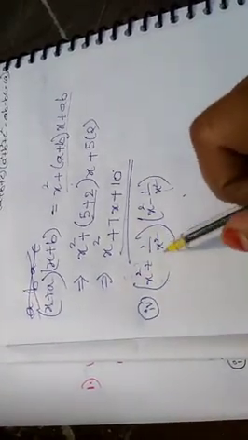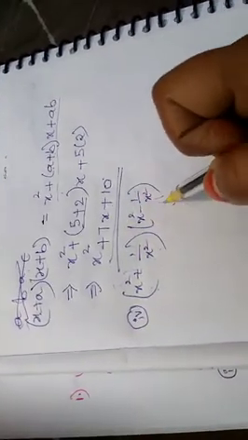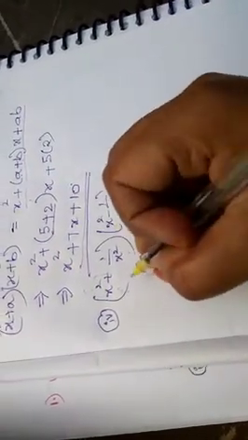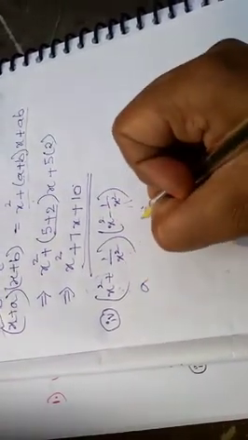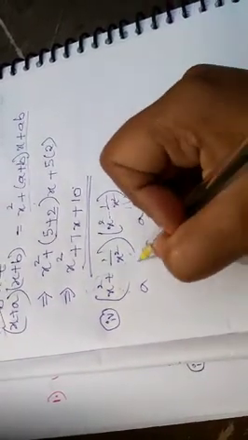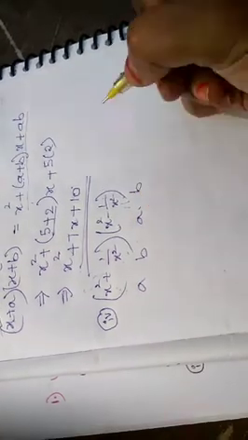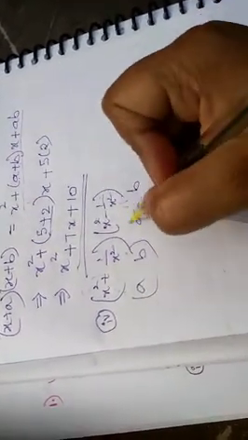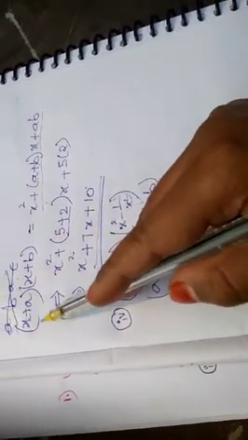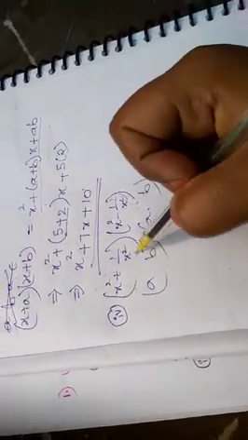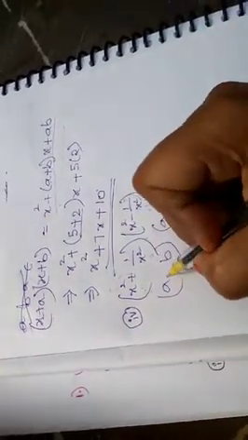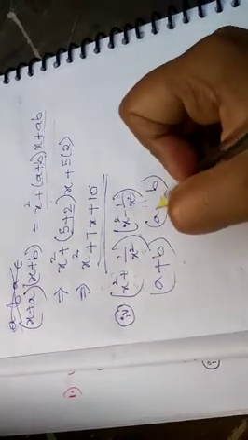So (x square plus 1 by x square) into (x square minus 1 by x square). If you observe carefully, both are x squares, so here I'll write a. Next, 1 by x square is the same in both, so I'll take it as b. Simple, don't get confused. When the a terms and the b terms are the same, we can write it as (a plus b) into (a minus b). Here we have plus, so put plus; here we have minus, so put minus.